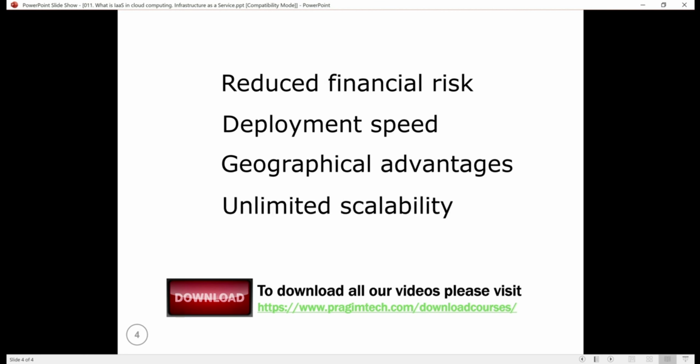Unlimited scalability. You almost will never run out of resources in a public cloud. It provides near unlimited scalability. You can even set threshold limits to automatically scale up and down depending on the demand.